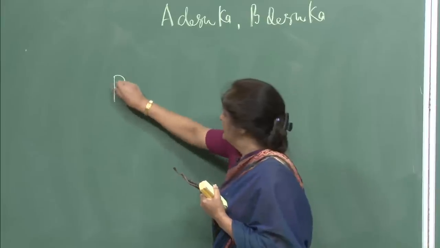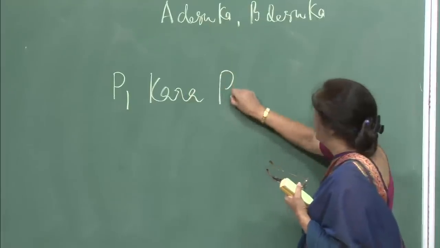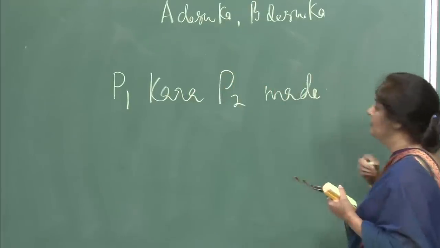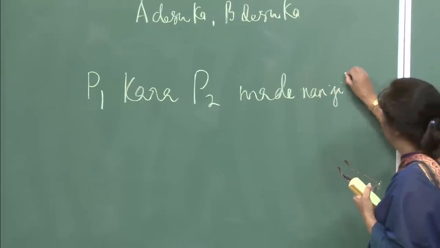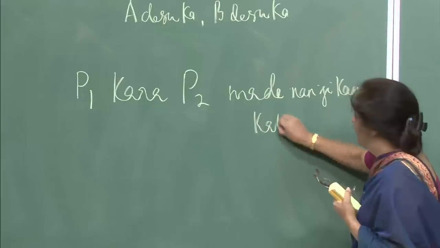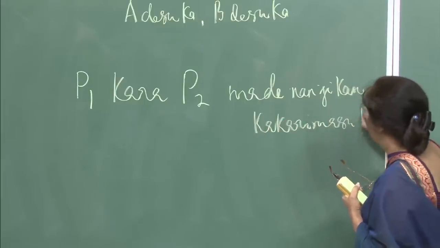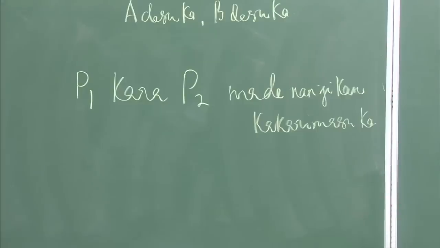Now, over here, we will do kara and made, but from a certain place to a certain place. So, we have place 1 kara, place 2 made. Now, what do you want to do with place 1 kara, place 2 made? Place 1 kara, place 2 made, nanji kan kakarimasu ka? For example, Kanpur kara Lucknow made, nanji kan kakarimasu ka?